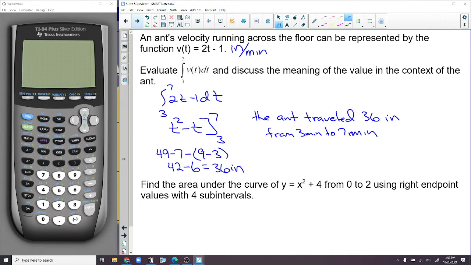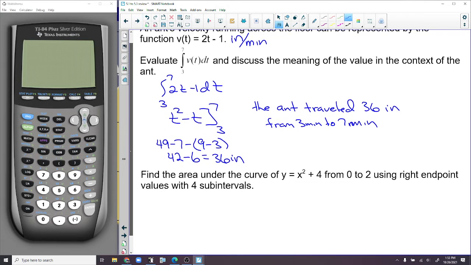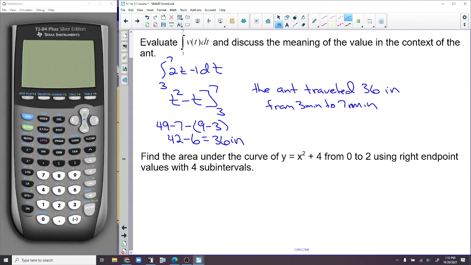Find the area under the curve of y equals x squared plus 4 from 0 to 2 using right endpoint values with 4 subintervals. So we're kind of bouncing between the integral, which is the antiderivative, which means the exact answer, and the approximate answer. This one is the approximate. We could integrate this from 0 to 2 and find an exact value, but that's not what you're asked to do. All right, so let's make a little sketch of this.